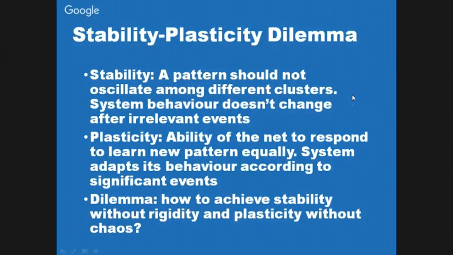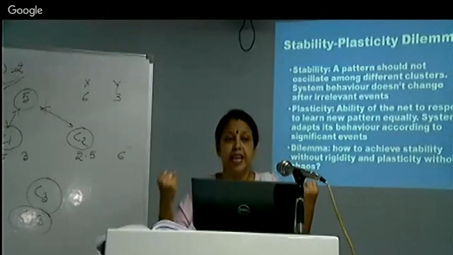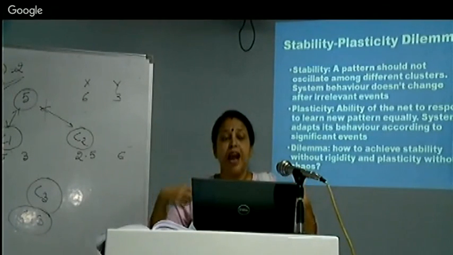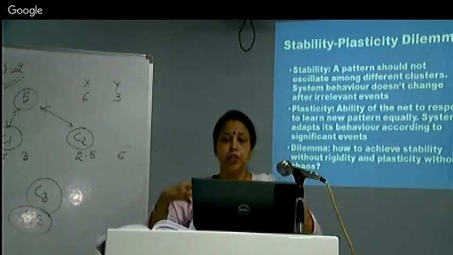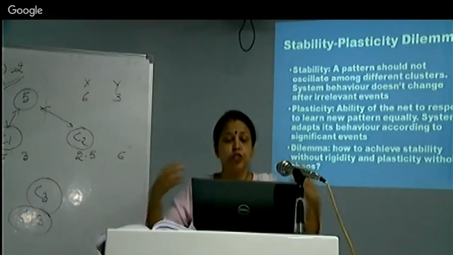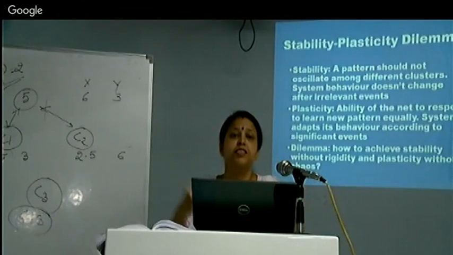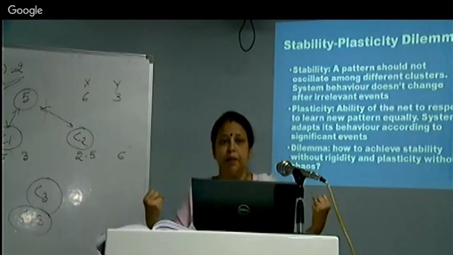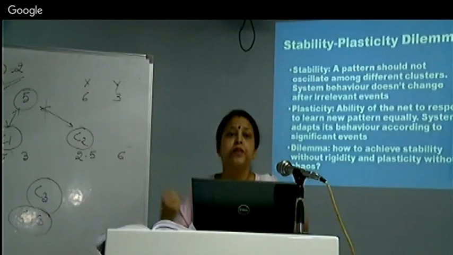One is telling that it should be stable, that means it should not change. In another way it is telling that it should be adaptive. So that means whenever we give a new pattern, it should learn. These 2 ways are known as the stability plasticity dilemma. So this problem is very unique in ART.